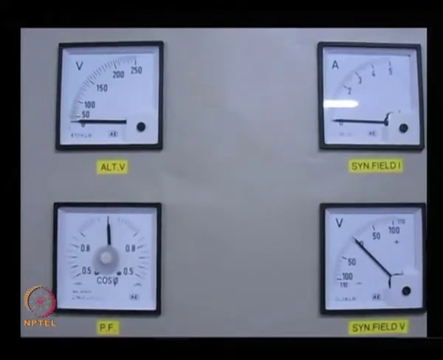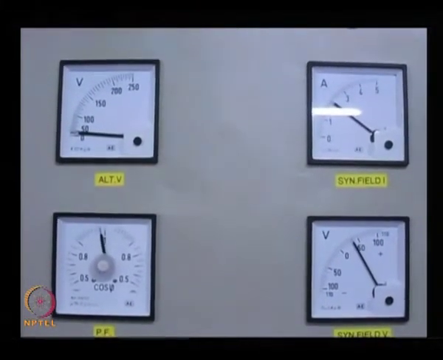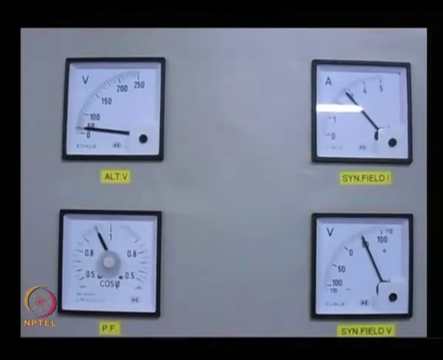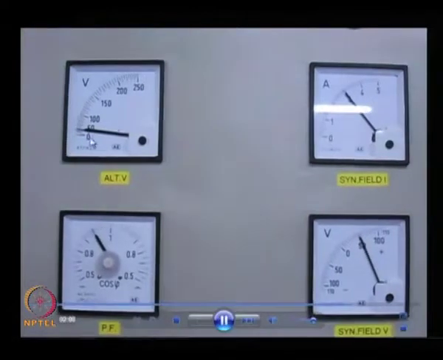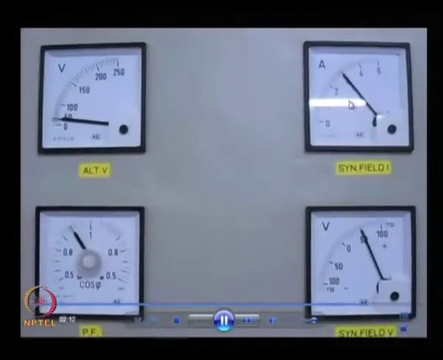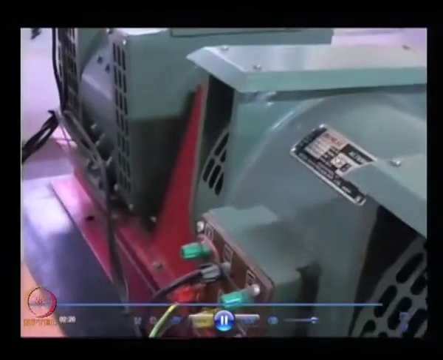What we really wish to show you is that after a certain speed, the voltage kicks in and the synchronous machine self excites. What you see is that there is some voltage at the terminals of the machine. Also, you see a synchronous machine field current and a synchronous machine field voltage. The machine is of course rotating at a low speed. In fact, even at a very low speed, you find that there is enough voltage to trigger self excitation.